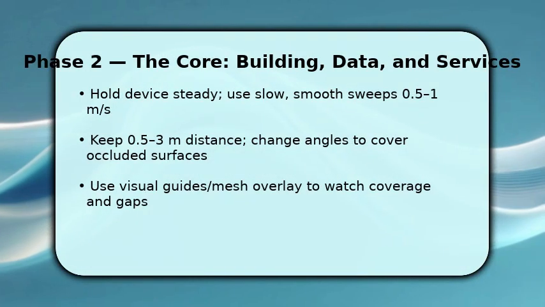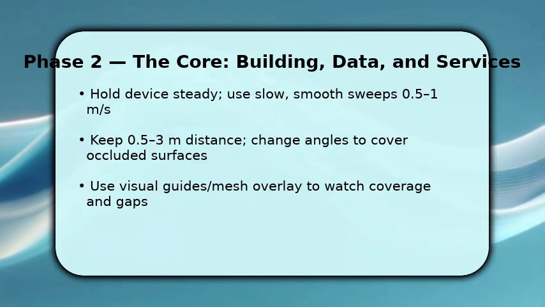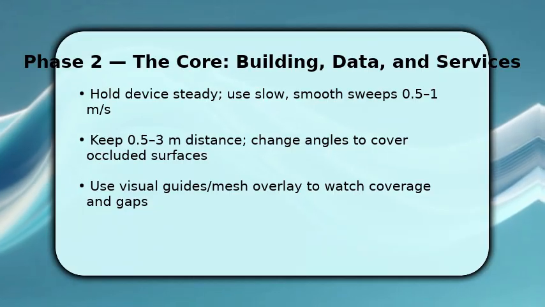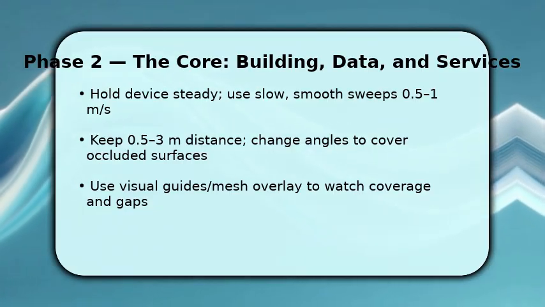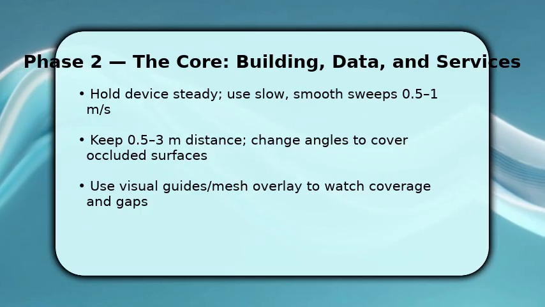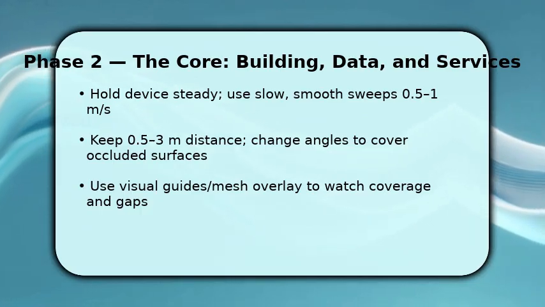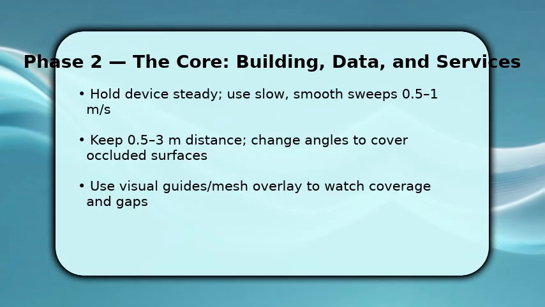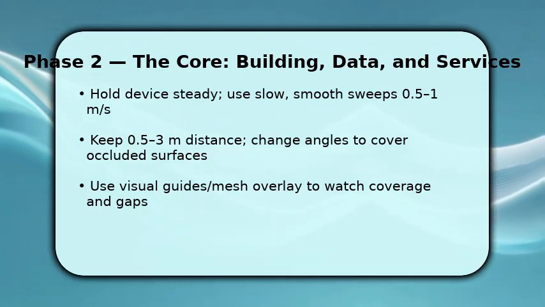You now perform the detailed scan by moving the iPhone smoothly. Think of gentle, consistent sweeps roughly 0.5 to 1 meter per second so the LiDAR can register depth points. Make sure you maintain about 0.5 to 3 meters distance depending on mode, and change angles to capture hidden or recessed surfaces. As you sweep, use visual guides or mesh overlay to confirm complete coverage.